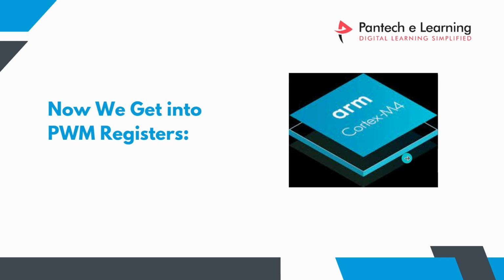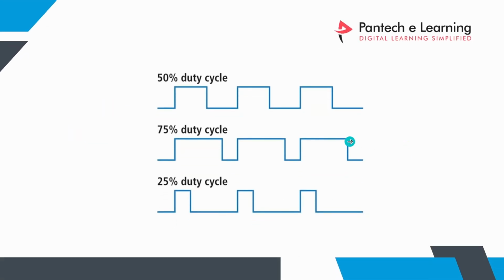Before getting into the registers, we will see how it is working. As I said, the on time plus the off time is a single pulse. Now we have to know about the duty cycle. So what is the duty cycle? As per the duty cycle value, a corresponding output voltage is given to the pin, whatever it is connected to, a motor or a light.